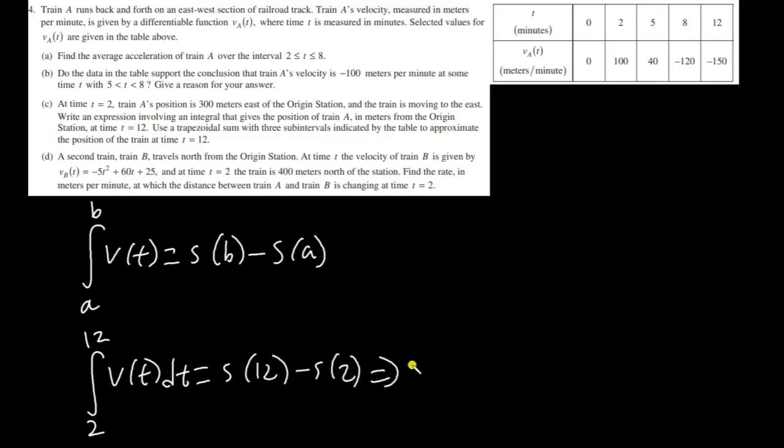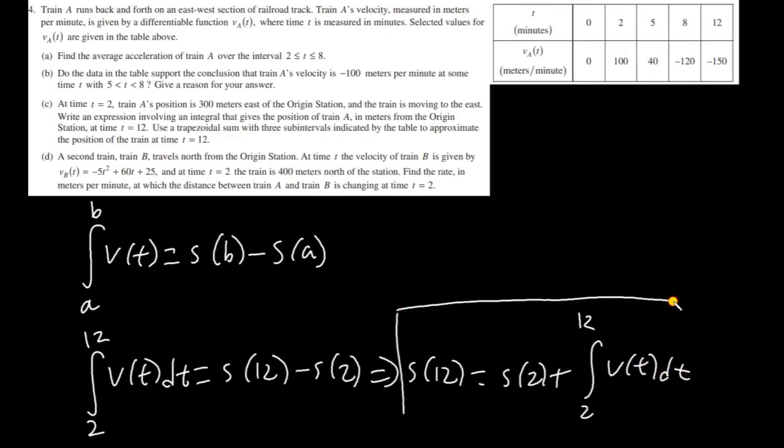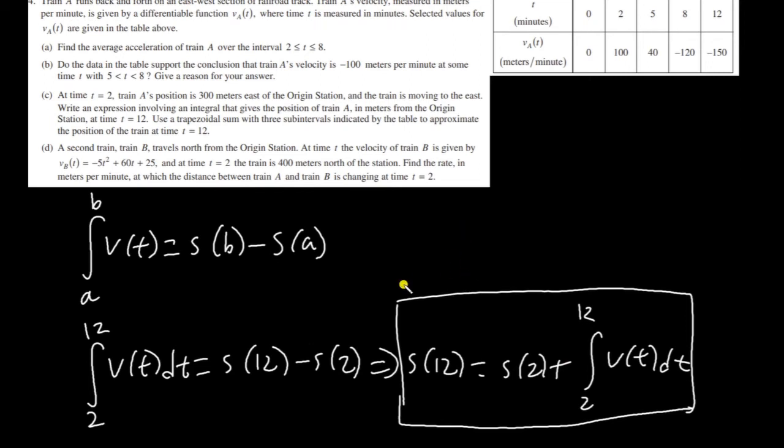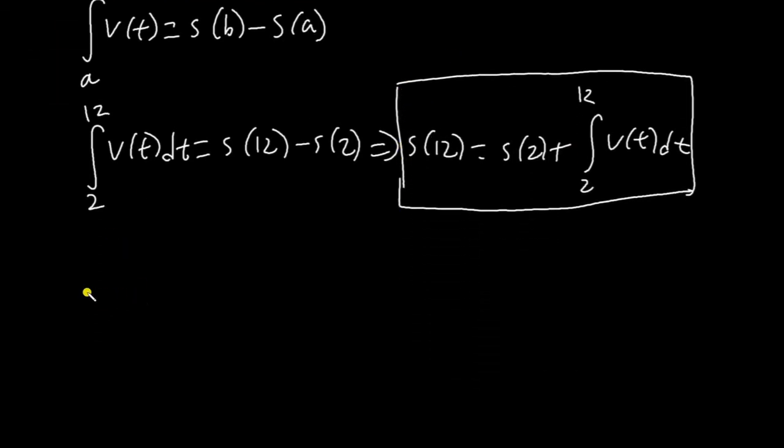So since I want the position at 12, I'll just solve for that, and I'll get the position at 2 plus the integral from 2 to 12 of the velocity. Right? So there, you can see that's an equation for the position at time t equals 12. Now, I need to approximate this using a left-hand Riemann sum. Okay? So, let me actually, yes, we'll just do it here. So, S of 12. Now I can replace this S of 2 with 300 because they told me in the problem that S of 2 is equal to 300. Okay? So it's equal to 300 plus this.